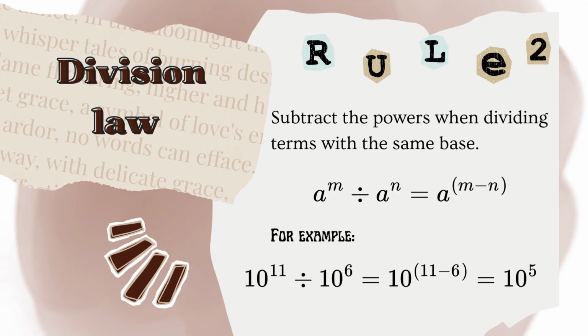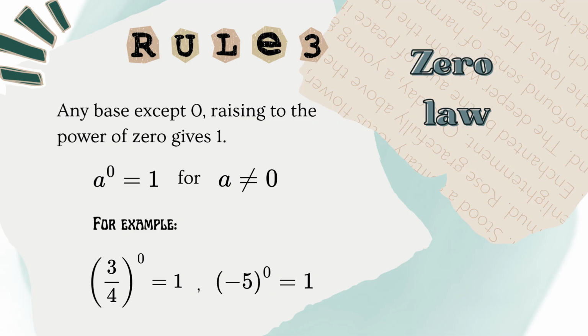As simple as that. Rule number 3, also known as the zero law, states that any base raised to the power of 0 is equal to 1. Any base at all, positive or negative, except the base is equal to 0. Study the examples below to be very clear about the zero law.